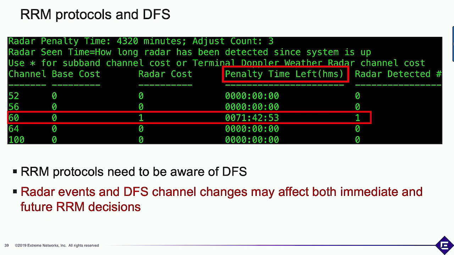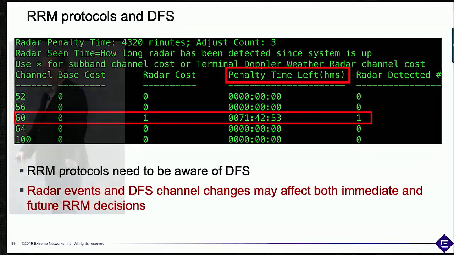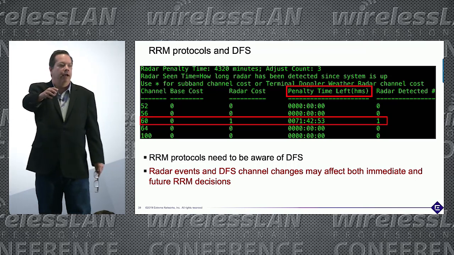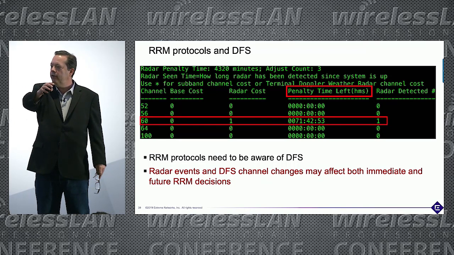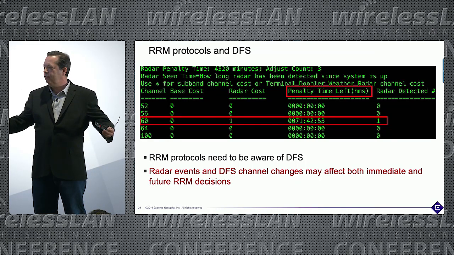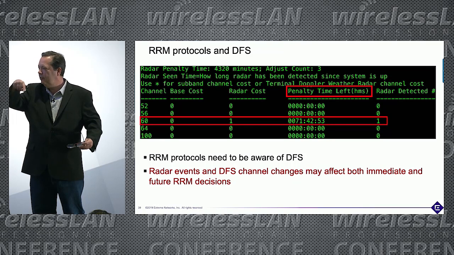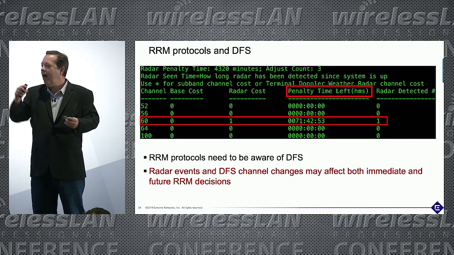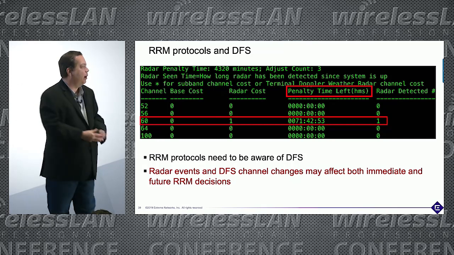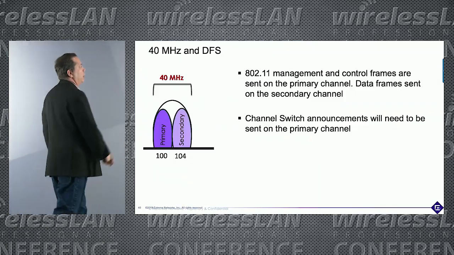Now there can be some downside to RRM and DFS too, because when an AP changes channels and goes to another group of channels, what could possibly happen to the APs that are nearby? So let's say I go from 100 to 36, but then I have other APs near that. What could possibly happen with some RRM? They could start changing channels as well, depending on how it is.